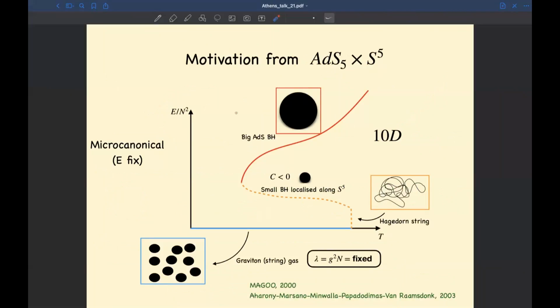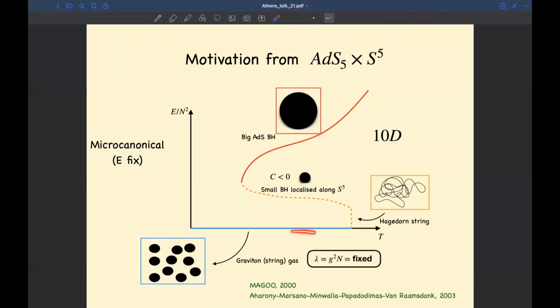So again, to understand the whole picture, we want to build motivation from AdS5 times S5, where we are in a microcanonical ensemble. We fix energies and study the model. By the review of Maldacena and the work of Aharony et al., there is a scenario when one starts with small temperatures in a confined state, which corresponds to a graviton gas.